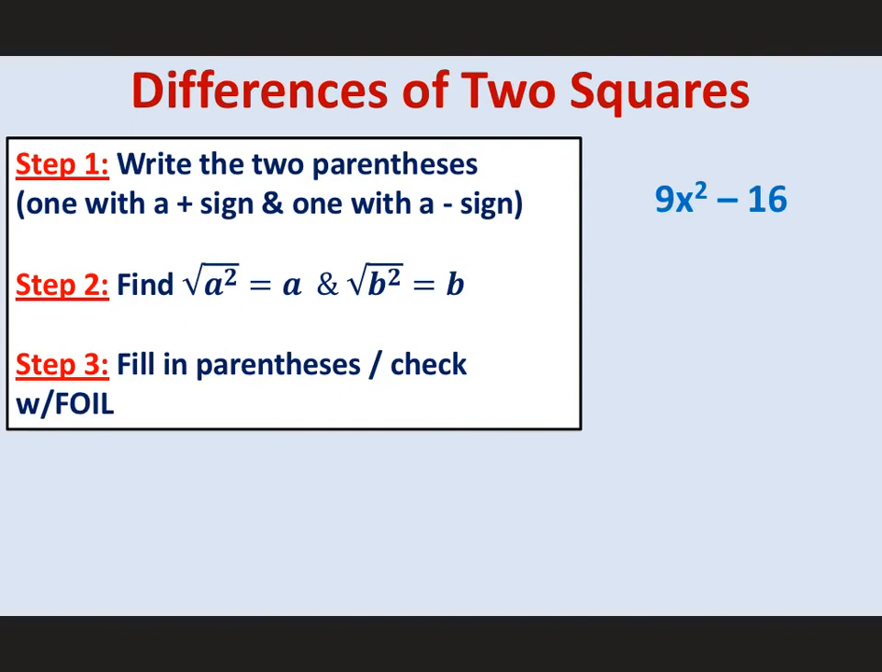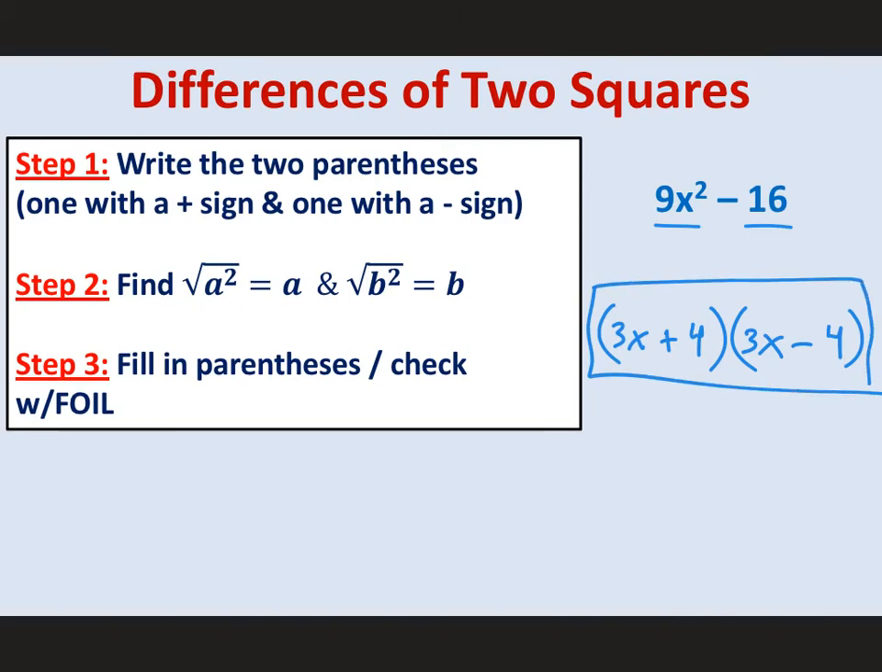This pattern goes like this. You do two parentheses. The first value in each parentheses is the square root of your first term. The square root of 9x squared is 3x. The second value in each parentheses is the square root of the second term. The square root of 16 is 4. Now one parentheses gets a plus sign and one parentheses gets a minus sign. You always check to make sure everything's fully factored. In this case it is, and you box your answer.